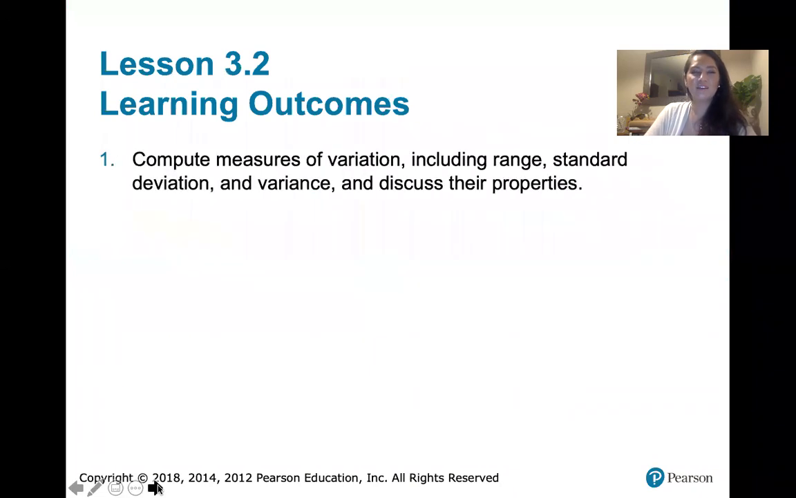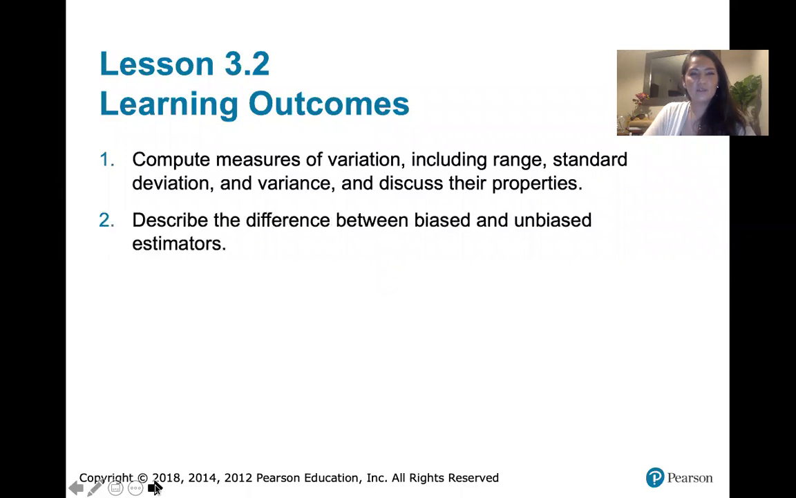So we've got 5 learning outcomes this time. In our first learning outcome, we're going to talk about measures of variation generally, and then talk about how we compute 3 measures of variation, including range, standard deviation, and variance, and we'll discuss the properties of each of those. And then we'll describe the difference between biased and unbiased estimators.